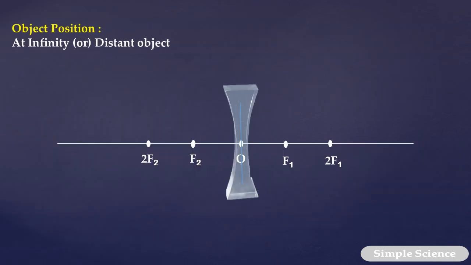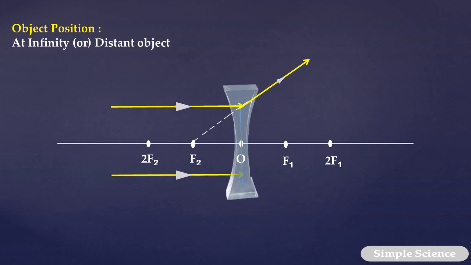Now, first case, we have only 2 cases in concave lens. It is very easy because we have only 2 cases. First case is when the object is placed at infinity, or when we take a distant object. When we take a distant object, the rays of light should be parallel to the principal axis. After refraction, it will diverge and it will appear to pass through F2. Second ray also parallel to the principal axis. After refraction, it will diverge and it will appear to pass through F2.